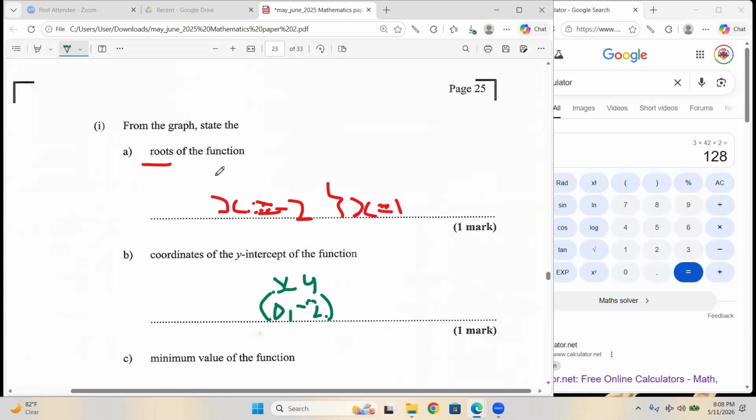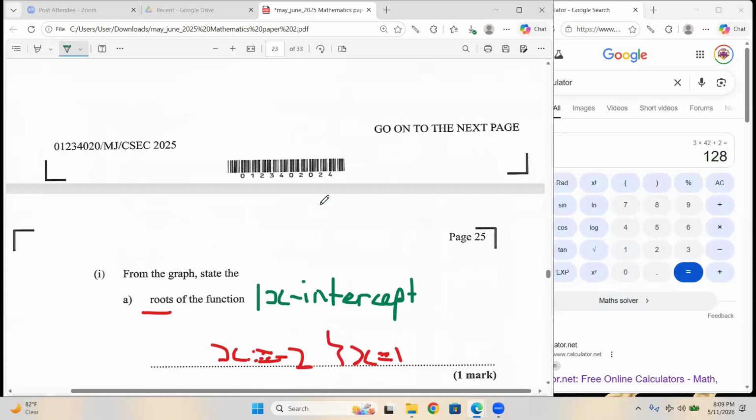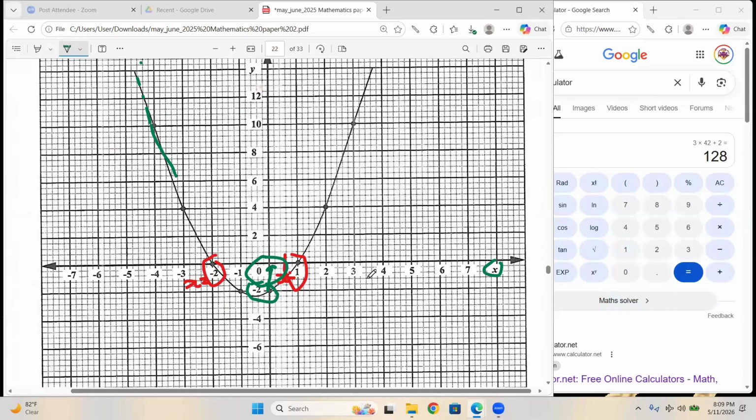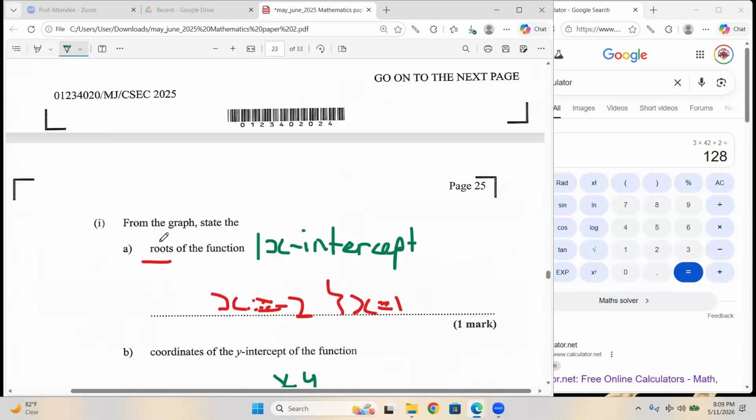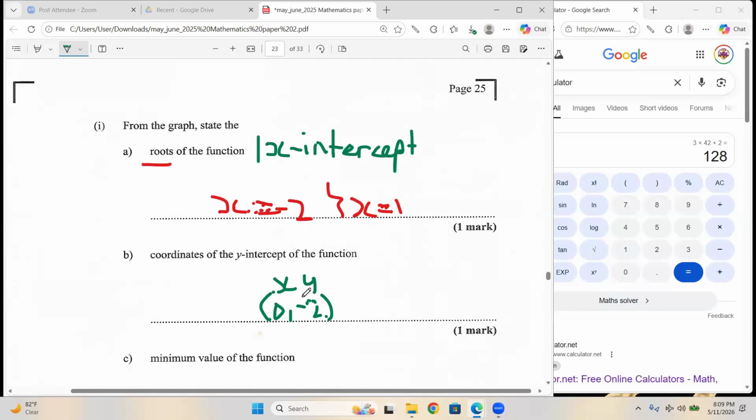Another thing I must tell you: this same question above could come with them saying values instead of roots. I've seen that in past papers. If they say values, it is the two x's they're looking for. Or they could ask you for the x-intercept. It just means the two numbers where the quadratic intersects or meets the x-axis. So there are different ways they tend to ask this one. With the y-intercept, they would normally say y, but with x, they tend to say all kinds of things.